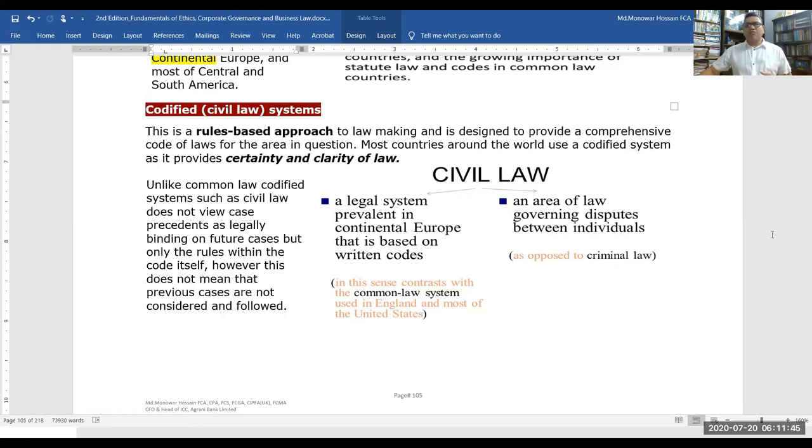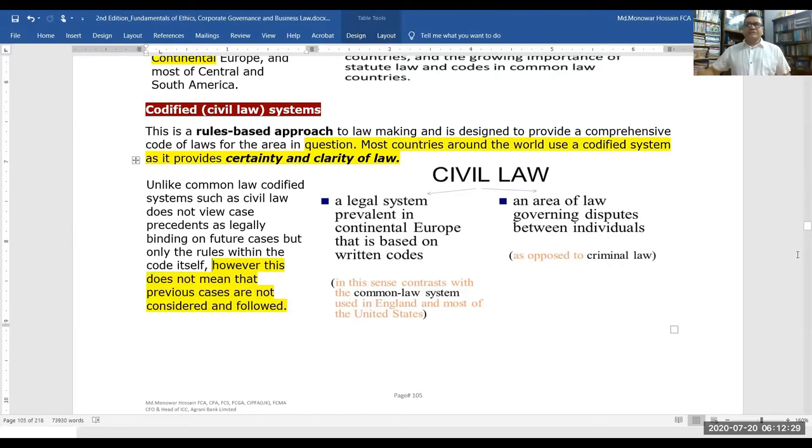Most countries around the world use a codified system as it provides certainty and clarity of law. Unlike common law, a codified system such as civil law does not view case precedents as legally binding on future cases, but only the rules within the code itself. However, this does not mean that previous cases are not considered and followed.